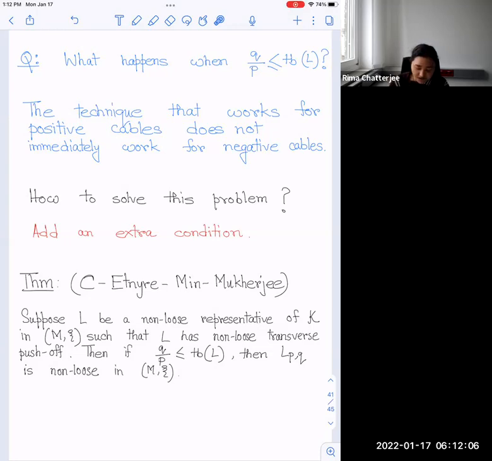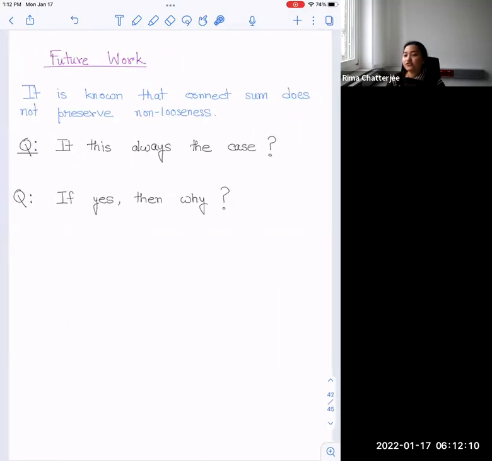Okay, so now some future work. It is known that connect sum does not preserve non-looseness, which must be very surprising. At least for me, it was very surprising, that if you take two non-loose knots and do the connect sum, it suddenly becomes loose.